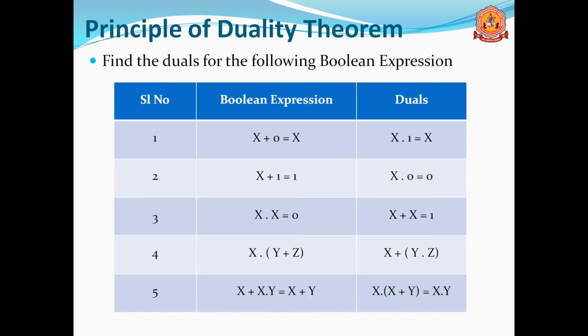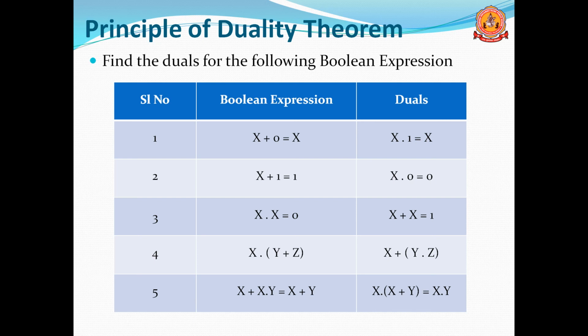Here are some examples. The first one is x plus 0 is equal to x. If you apply the principle of duality, x remains x, plus is changed to the dot operation, and 0 is changed into 1. So it is x dot 1 equals x.